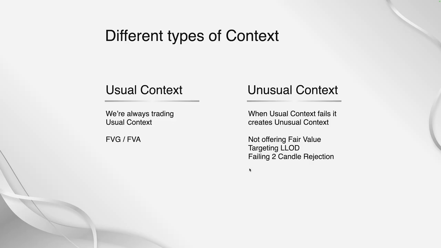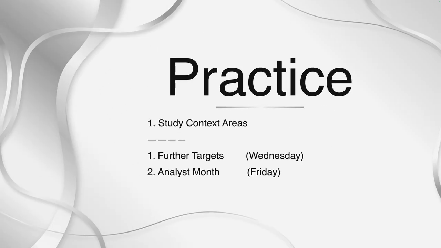So from that, we have a good understanding of what actually context is. And when we look at context, we can now actually practice the context as well. And I would advise to study context areas, study the dollar. For example, the dollar has a nice context area coming up. We would like to see if that holds and continues the usual context, or if unusual context happens. That will be very interesting to actually see.